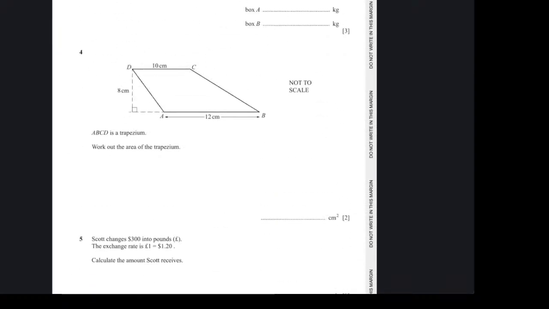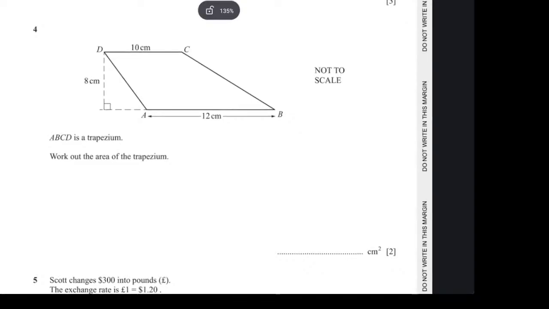Okay, anyway, here they are talking about area of a trapezium. They are saying ABCD is a trapezium, which means this one is parallel to this one. Now, they say area of a trapezium. So here is what I want you to know. We're going to do harder ones. But don't let me down. This is your chance to shine.